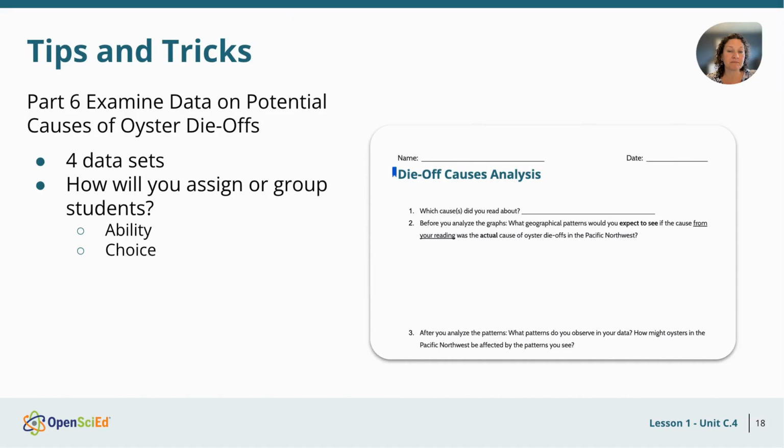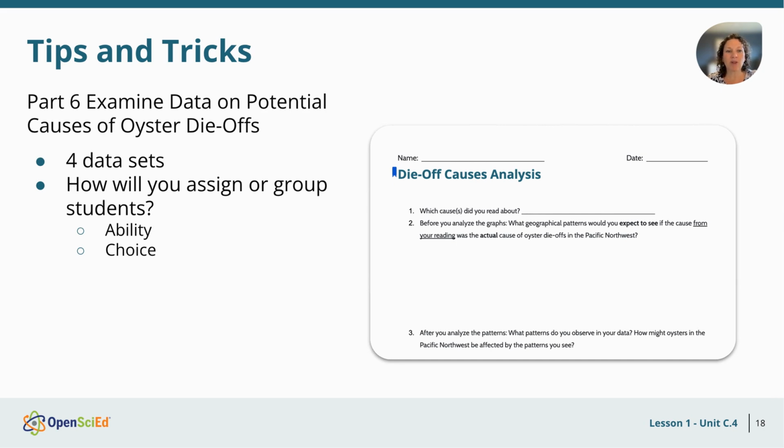For part 6, those data sets with 4 potential causes of oyster die-offs, you'll want approximately a quarter of the class to individually examine each one of the data sets. So those 4 different data sets offer a variety of complexity. The pollution data is definitely the easiest to analyze, followed by the carbon dioxide maps. The ocean temperature map and the ocean acidity maps are more challenging, so you may wish to distribute those materials to students so that each student can be successful with the data they're given.